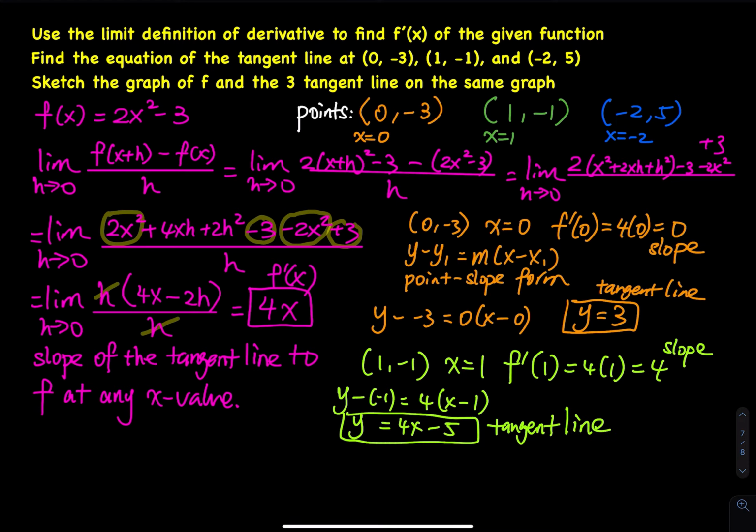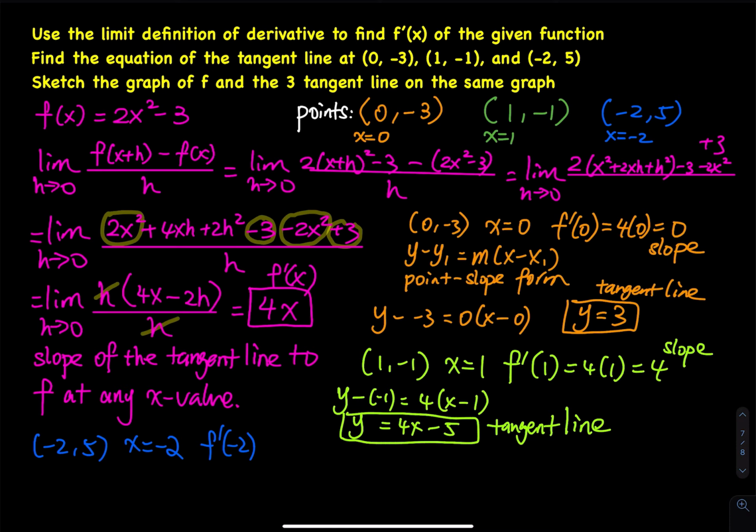And then how about the last graph? The last point, we have negative 2 comma 5. So that means x is equal to negative 2. Let's find the slope first. So f prime of negative 2. Whenever you hear the word slope, you plug an x into f prime. If you want to find the location, a point on the parabola, you plug that into f of x. Again, when you plug an x into f of x, you are looking for a point on the curve. I call that location. When you plug an x value into f of x, you are looking for the location of a point. When you plug an x value into f prime, you are looking for the slope of the curve at that point.